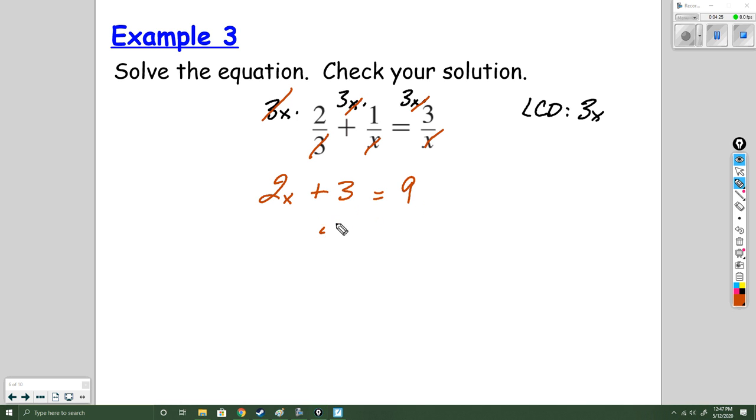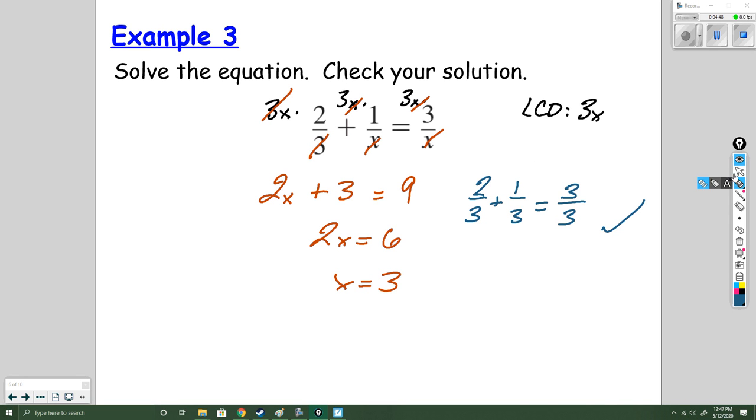So subtract 3, divide by 2, and we get x equals 3. Of course, it says check our solution, so let's go ahead and do that. So I'm going to rewrite the equation, but plug 3 in everywhere I see x. And now this equation says 2/3 plus 1/3 equals 3/3. Well, that's true, so this does work.